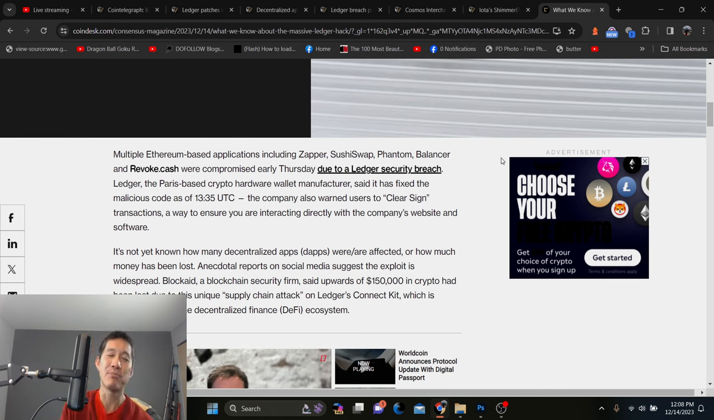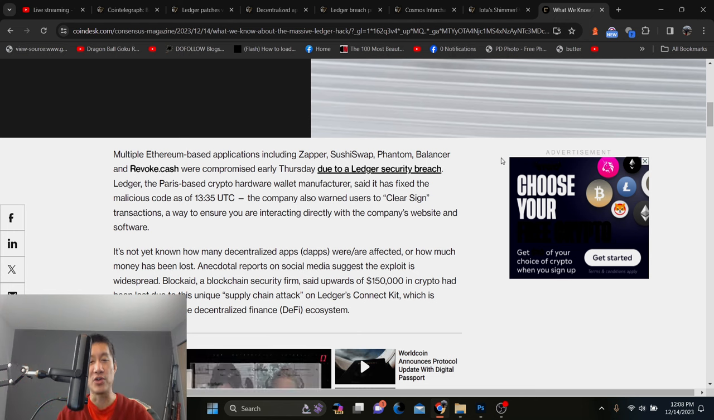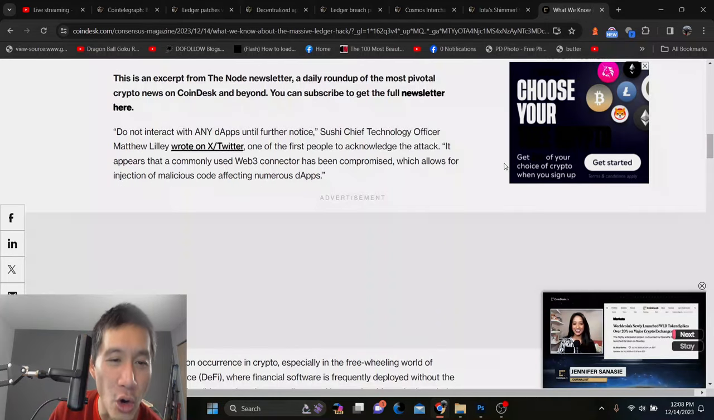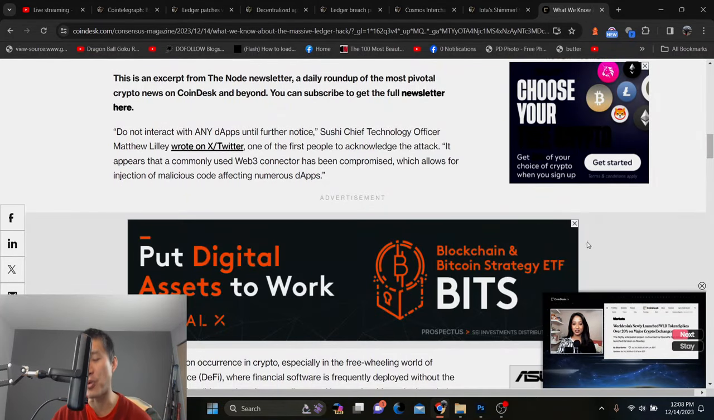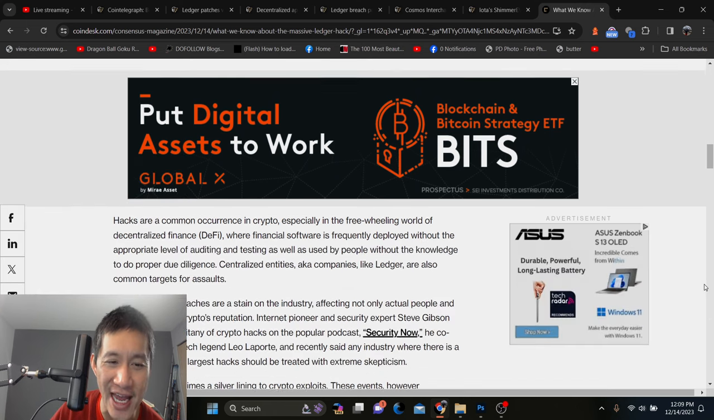This is from CoinDesk, but not in time for people to actually be saved from this hack, because obviously people were exploited. We don't know how many decentralized apps were affected or fixed, or how much money has been lost. People are saying upwards of $150,000 in crypto due to the sudden supply chain attack, which they have fixed, but it could have actually been a whole lot more. We know that these initial reports often underreport the amount that was siphoned, and they're saying do not interact with any dApps until further notice, with Sushi Chief Technology Officer Matthew Lilly, but this is a Ledger Nano break.